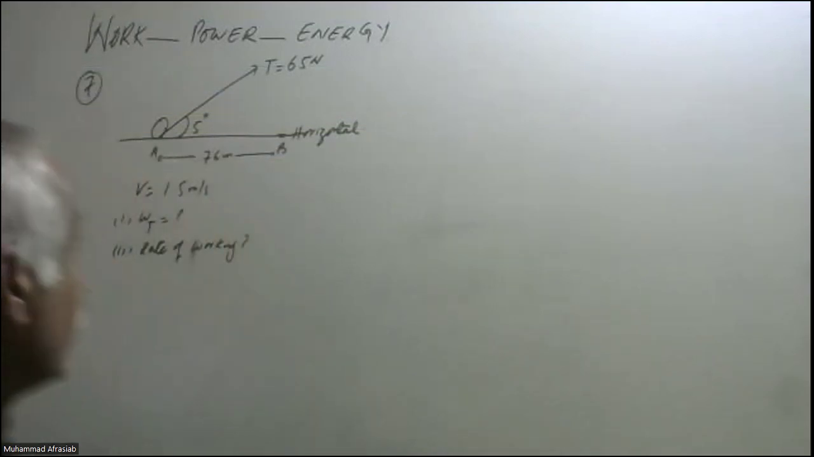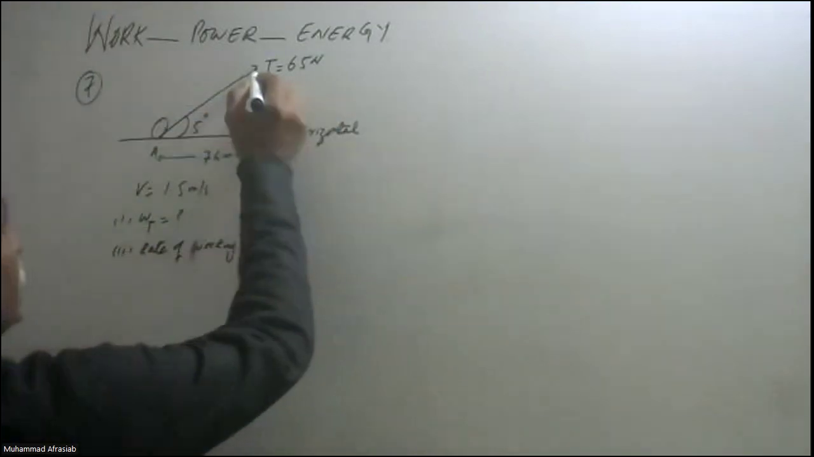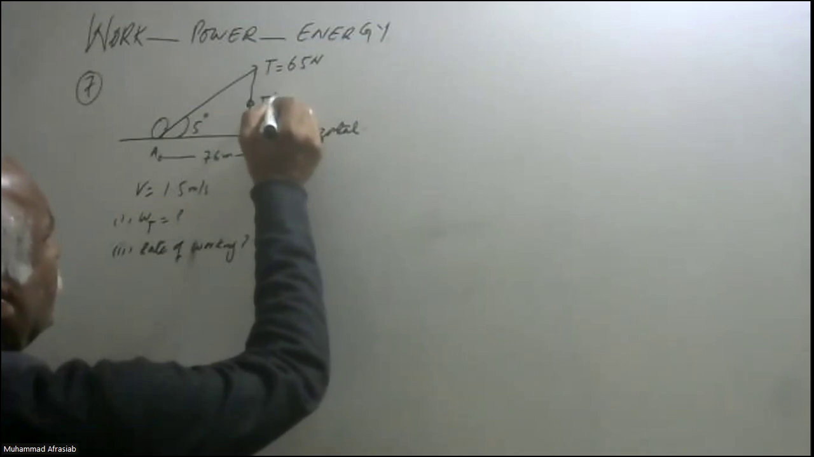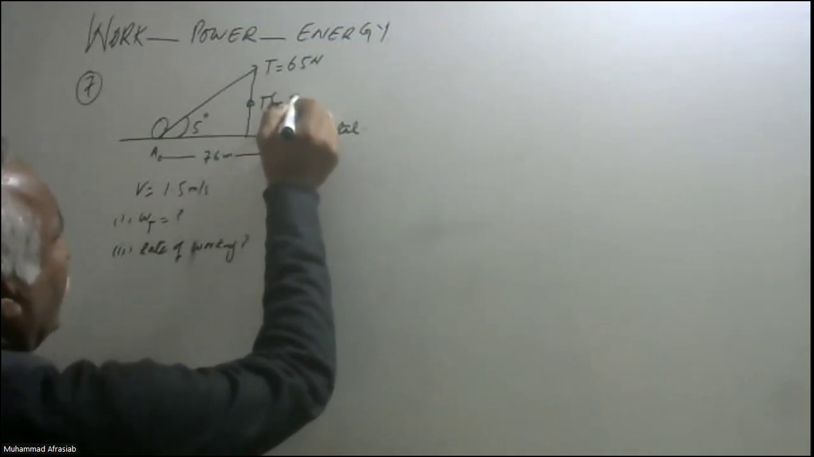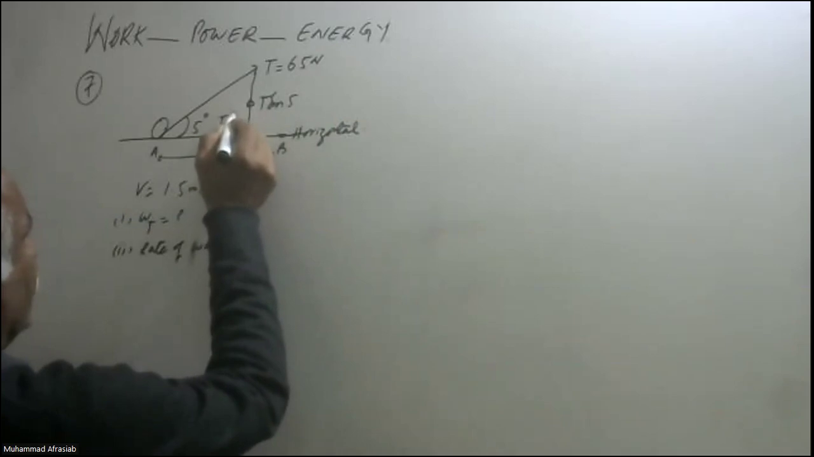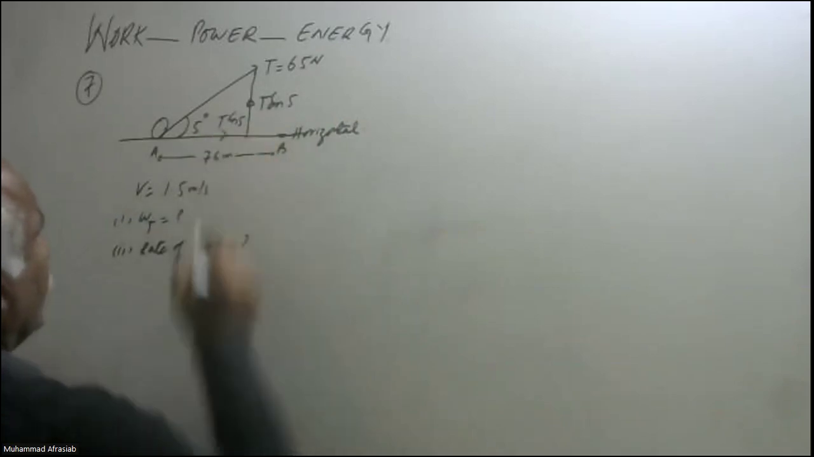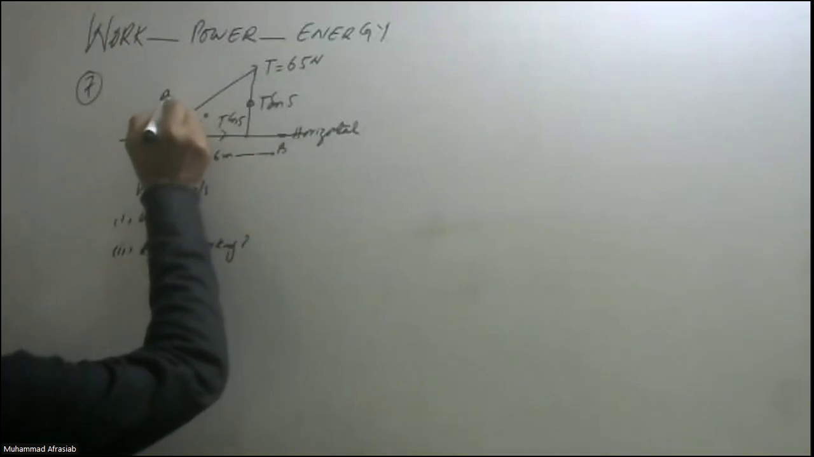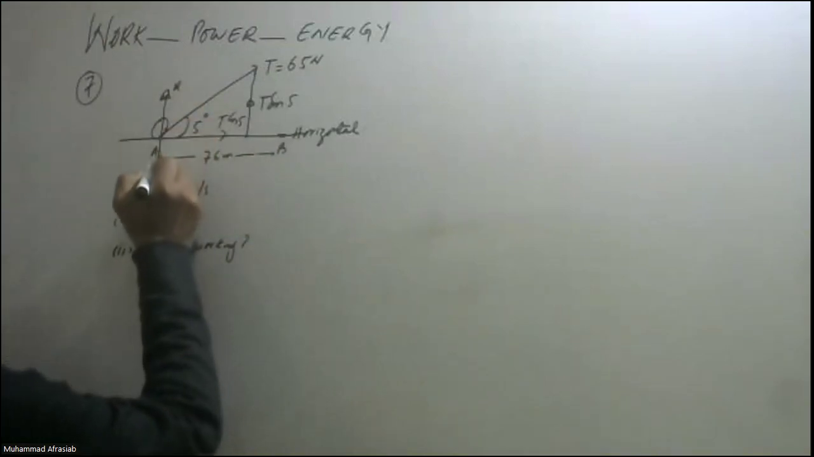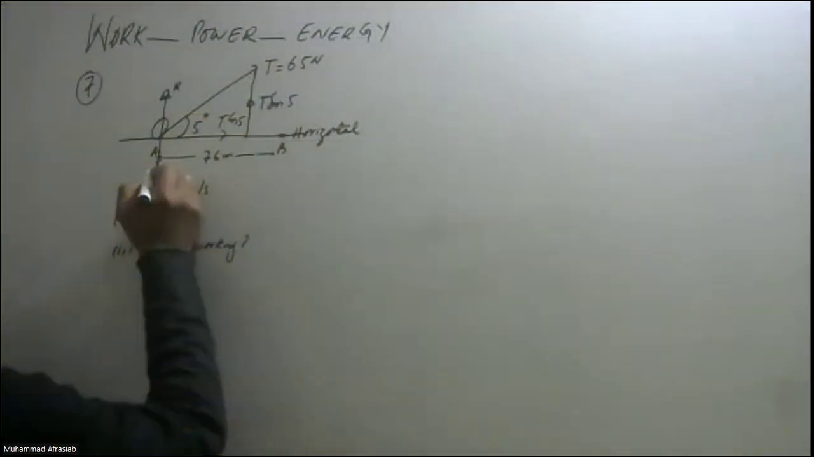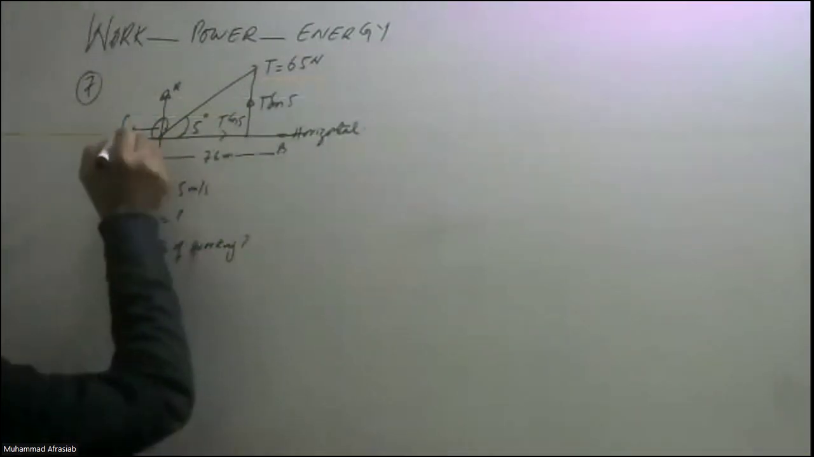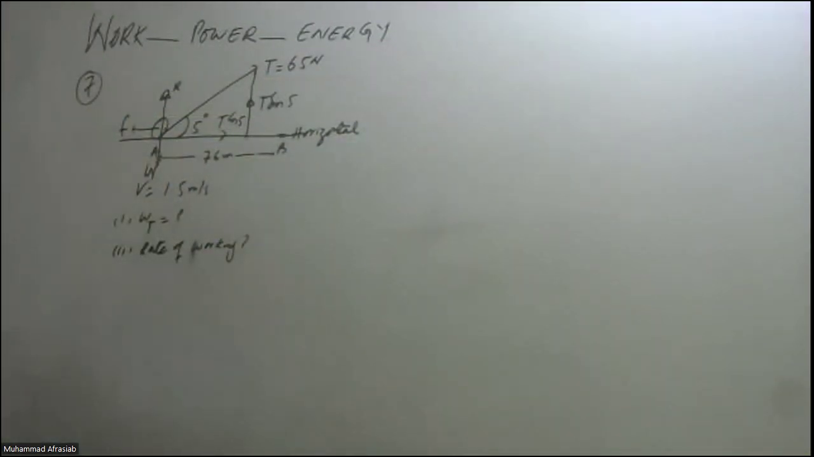We will first resolve the tension force into components. This is T sine of 5 and this will be T cos of 5. This is the normal reaction R, and this is the frictional force, which is equal to the weight portion there.